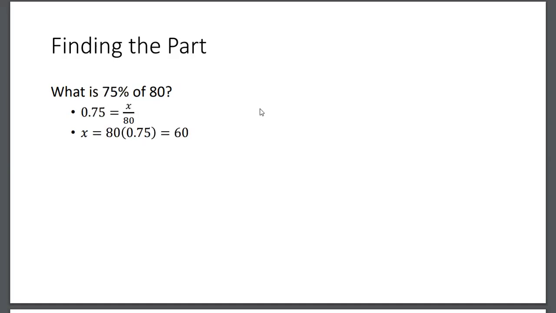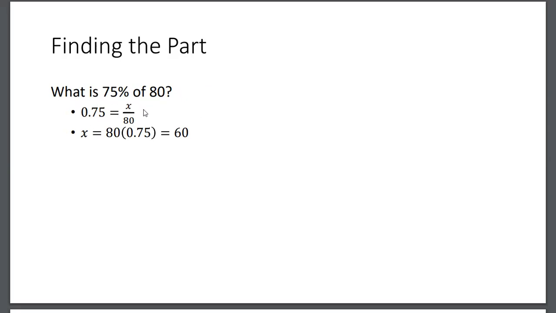Finding the part. What is 75% of 80? Let's let that part be represented by X. Of 80, the whole is 80, so there's the part to the whole right there. And the percent is 0.75 as a decimal. That sets up our simple equation.